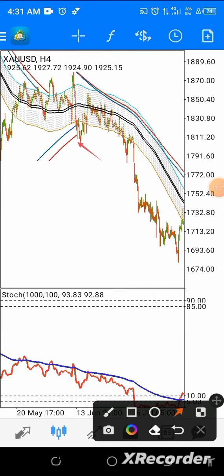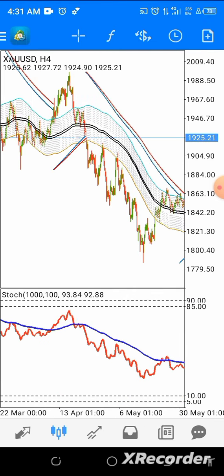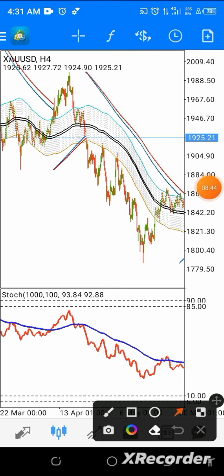The parabolic changes direction from down to up. Then your K percent is inside the blue already. You take the trade from here, then you continue to ride the trade. Look at another signal here. This is another sell signal. The parabolic changes direction from down to up. Then your K percent has already crossed the D percent. You continue to ride the trade when you enter the position.